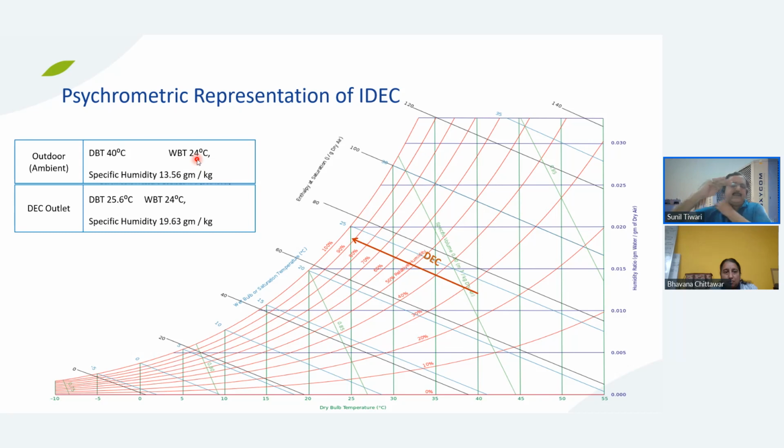Different manufacturers claim different efficiency, but on average it's around 90% reduction that will happen. So you get air coming out of the direct evaporative cooler at around 25.6 degrees centigrade. But this is a constant enthalpy line, which is parallel to the wet bulb line. So wet bulb doesn't change, it remains the same.